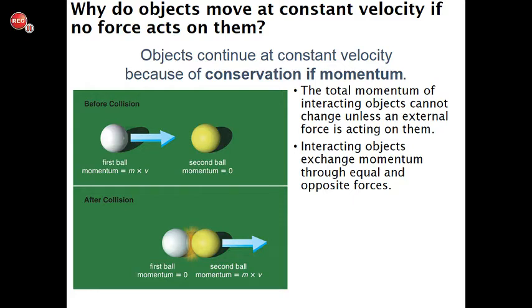But in the whole system, the green picture here, both objects have a total of mass times velocity before and after. Now, if these masses are different, then the velocities change. But the product, the momentum, doesn't. So there's a symmetry here.